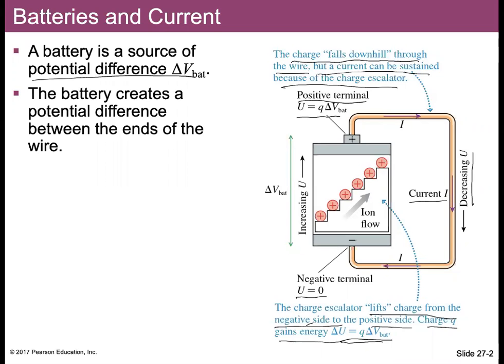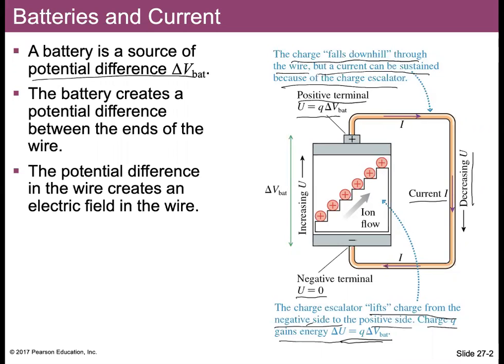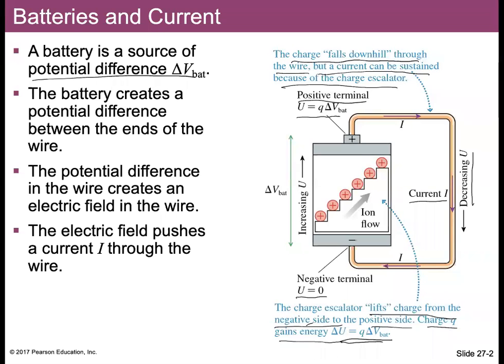The potential difference in the wire creates an electric field in the wire. That electric field pushes a current I through the wire in the same direction as the electric field, which is not the direction that the electrons are moving. And we know that the current in the wire is related to the potential difference by Ohm's law, V equals IR, which we can also write as the current equals delta V wire over R, the resistance.